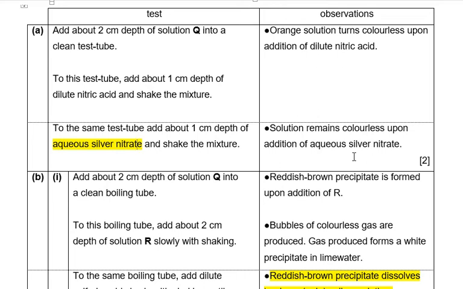So what does this tell me then? This tells me that my Q does not contain chloride ion. It does not contain chloride ion.